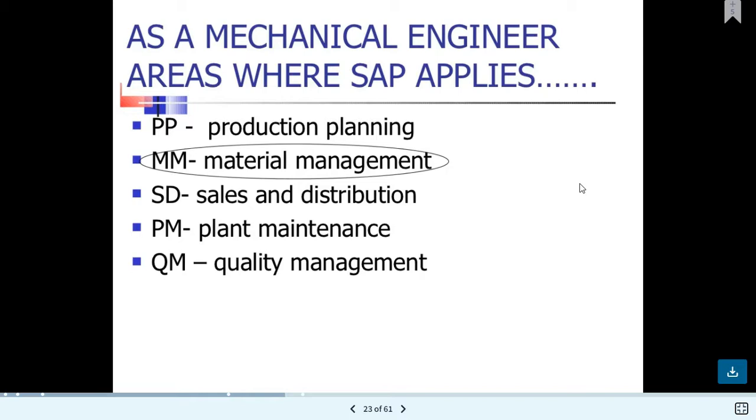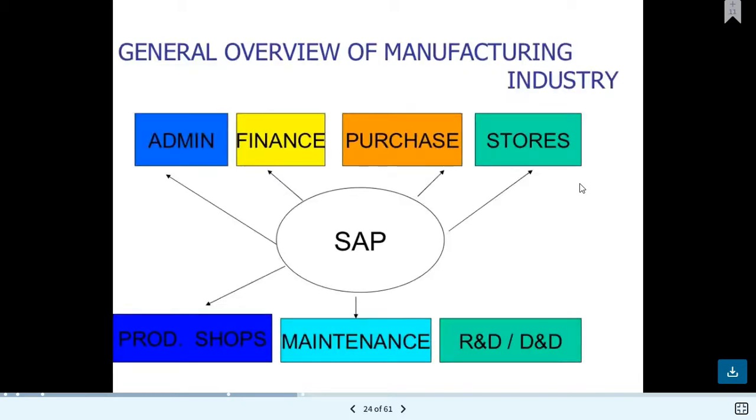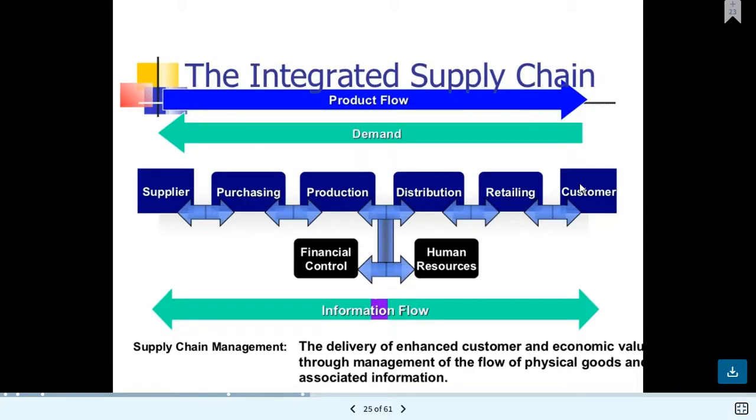First, the material management, which is most important and generally used for checking the materials, like how we can use them cost effectively, what the total costs of the material are, and how we can manage the system and our environment for the industry. A general overview of the manufacturing industry, starting from here and working with SAP: as you can see in this structure, SAP goes to admin, finance, purchase, stores, production shops, maintenance, and the R&D team, research and design, and the integrated supply chain. The product flow starts and goes to the right, and demands go to the left.